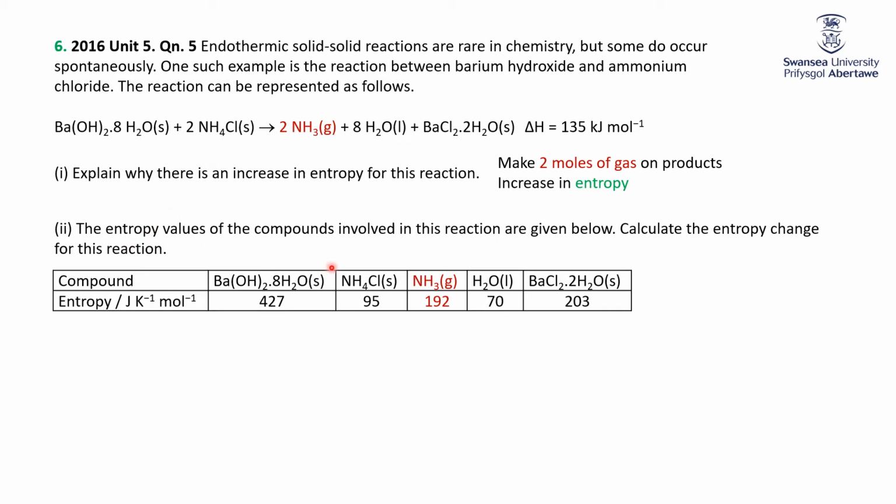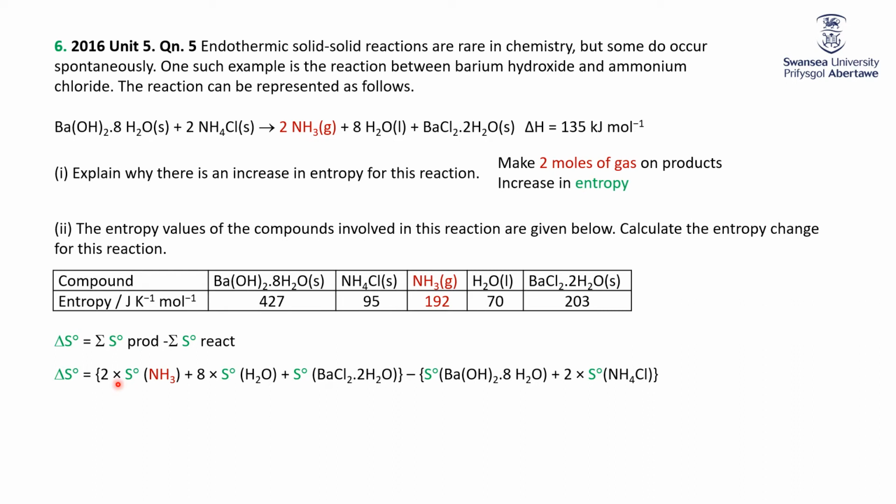Using the entropy values for the compounds involved given below, calculate the entropy change. Well, again, we know the entropies of all the different species, so we just say that the change in entropy is the entropy at the end minus the entropy at the start. This is just one of those nice long ones that goes on and on because we've got lots and lots of species involved in the reaction. We've got 2 ammonias, so we want the entropy of ammonia. We've got 8 waters, so the entropy of water. We've got this barium chloride with 2 waters stuck to it, so we need that, and that's all the products.